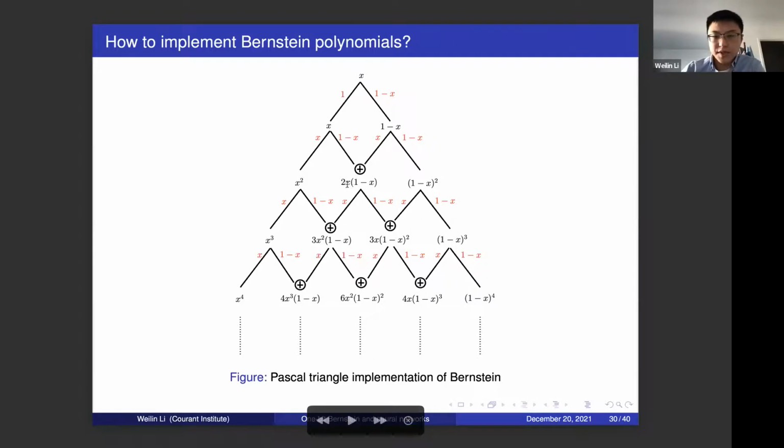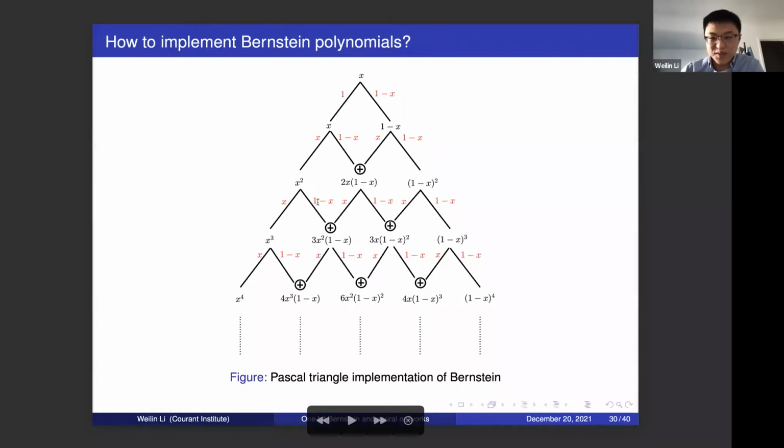Next one, to make 2x times 1 minus x, I need to multiply x with 1 minus x. I can do that because 1 minus x is already made. If I have multiplication, this is fine. Then I multiply 1 minus x with x. Again, multiplication. But I can add them together, and this is fine. This is still 1 bit because I just need plus 1. I can continue to make 1 minus x squared. I multiply 1 minus x with 1 minus x.